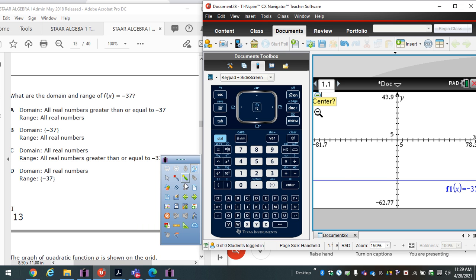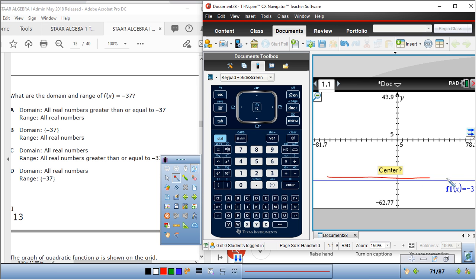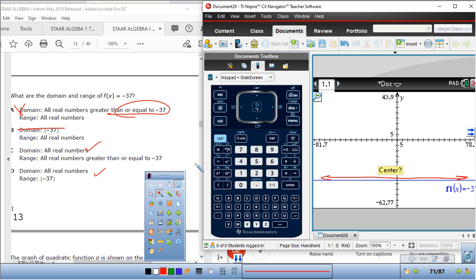Okay. So if you think about this one, the line goes forever in that direction and forever in that direction. So domain, all real numbers. All real numbers, all real numbers. Okay, now the next one is your range. Your range says what? It's only at one number, guys. It doesn't deviate up or deviate down. It's only at negative 37. Very good question there. Gee, that's a really good question. Thank God. Okay, let's go on.